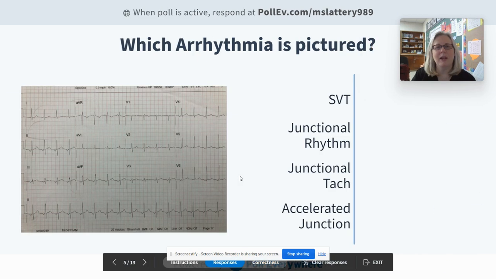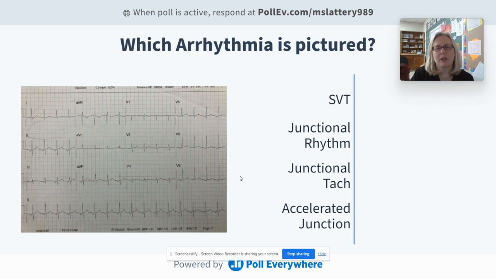Next one. Which arrhythmia is pictured below? If I'm answering these too fast, you can always pause and look at it really carefully, and then try to figure it out and come back to me and I'll give you the answer.